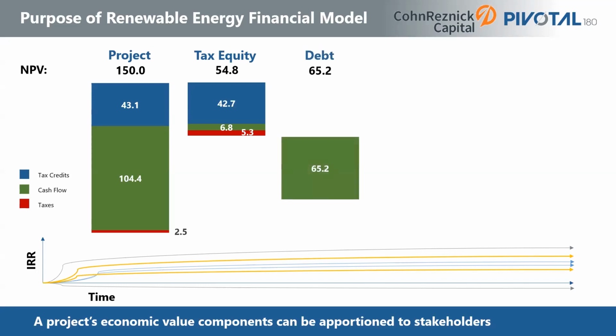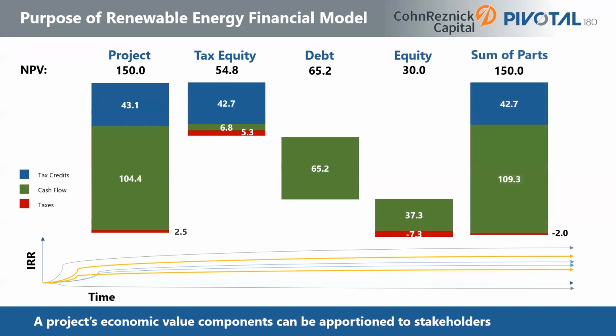Debt will absorb the majority of a project's cash flow, providing a low cost match to stable contracted revenue. Equity will provide the remaining capital and will earn its return through cash flow offset partially by taxes due. And when you sum the value components of cash, taxes, and tax credits for the three stakeholders, they look slightly different than that for the project as a single entity. The reason is stakeholders have differing discount rates for these attributes. Tax equity values cash flow less than equity does, and vice versa for tax credits.